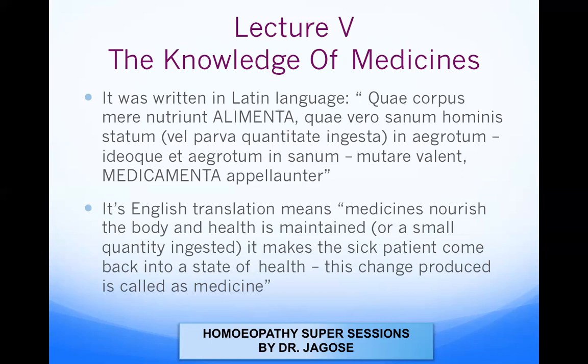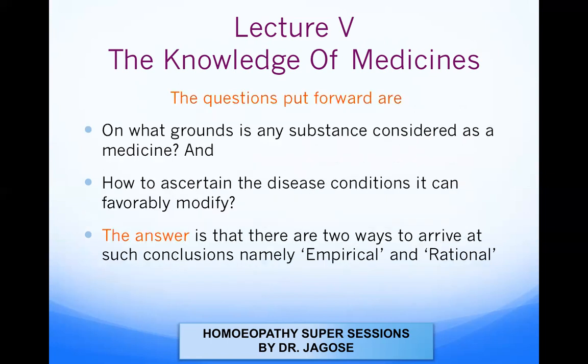So therefore he says that with the help of medicines, the health may be maintained and the medicines nourish our body. Or if you take a small dose of the medicine which is ingested, it makes the sick person come back into a state of health. So when the patient is sick, a small dose of the correctly indicated medicine will bring him back into the state of health. This change produced is called a medicine. The questions put forward are: on what grounds is any substance considered as a medicine, and how to ascertain the disease condition it can be favorably modified?